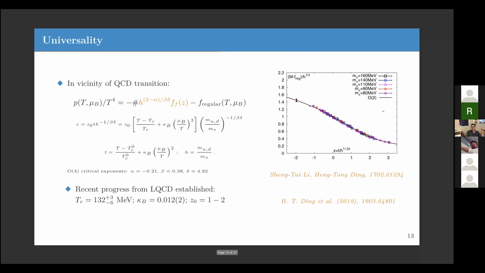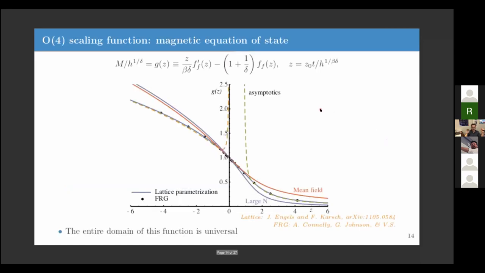The calculations on the lattice are consistent with the universal scaling function. Okay, so this is the universal scaling function, this is the magnetic equation of state for the O(4) universality class. I would prefer not to show you the free energy scaling function, but instead the magnetic equation of state, which is just a trivial combination given over here.